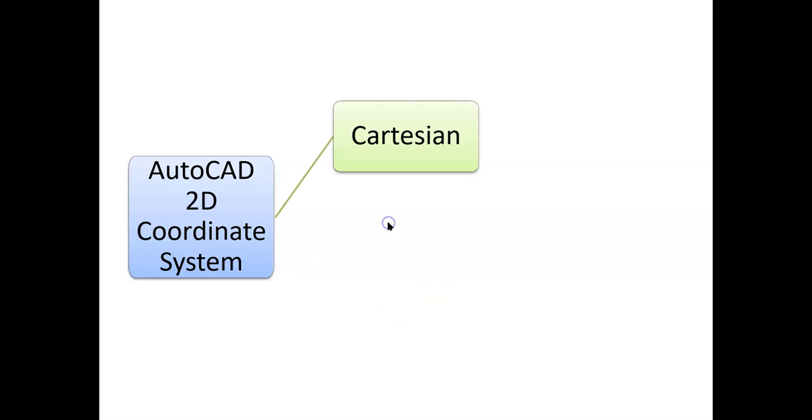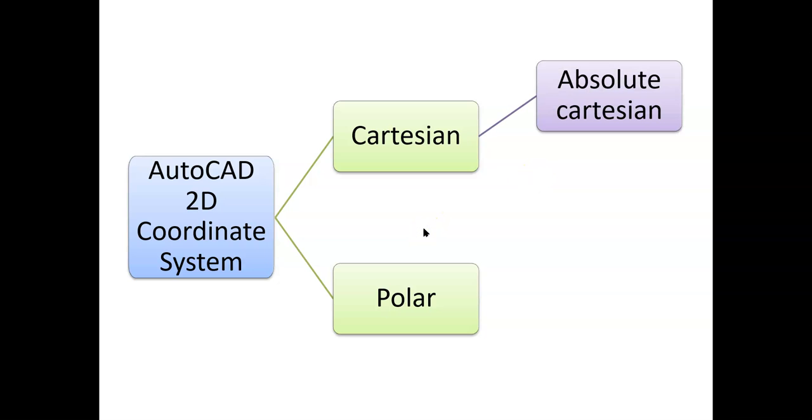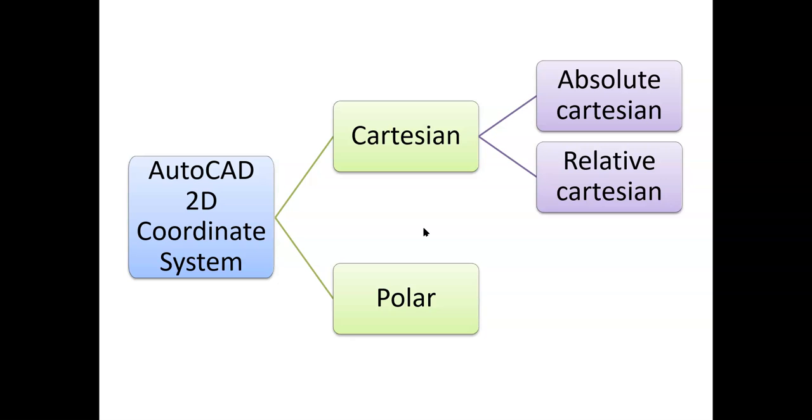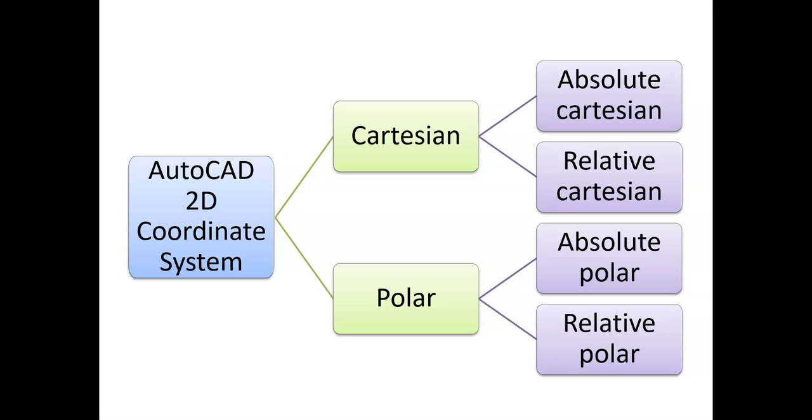In AutoCAD, you have two types of coordinate system when you are drawing in 2D. The first one is called the Cartesian coordinate system, and the second one is the polar coordinate system. Both of these coordinate systems have absolute and relative types: there's absolute Cartesian and relative Cartesian, and there's absolute polar and relative polar coordinate system.